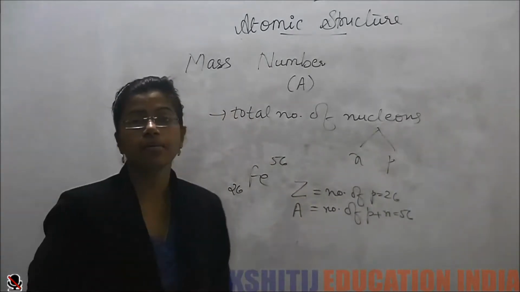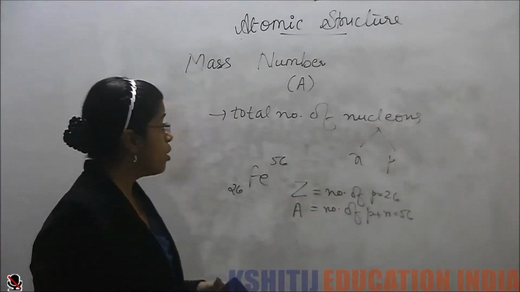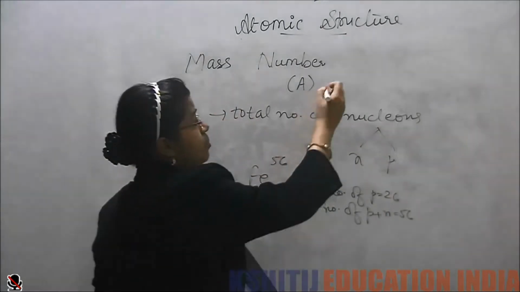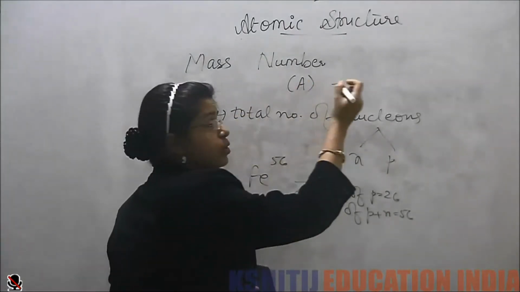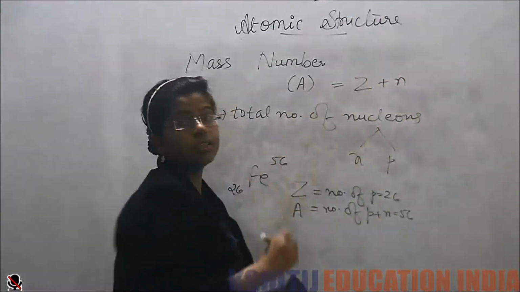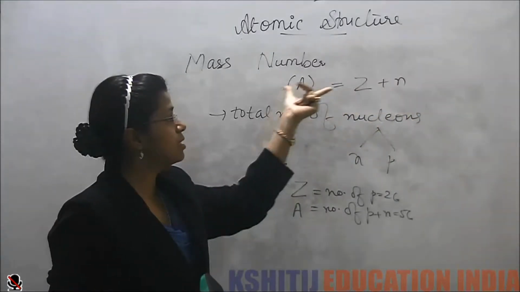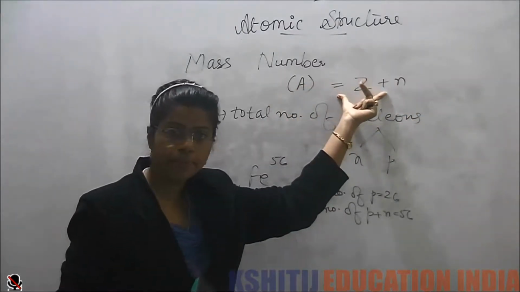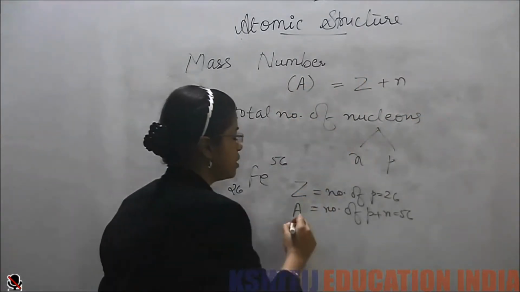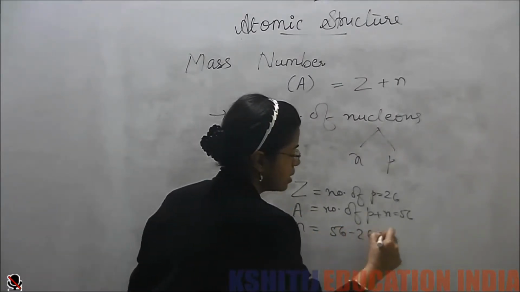So, if somebody asks you to calculate the number of neutrons, obviously I told you, if mass number is equal to number of protons plus number of neutrons, obviously number of neutrons will be equal to mass number minus atomic number. So number of neutrons in this case would be 56 minus 26, that is 30.